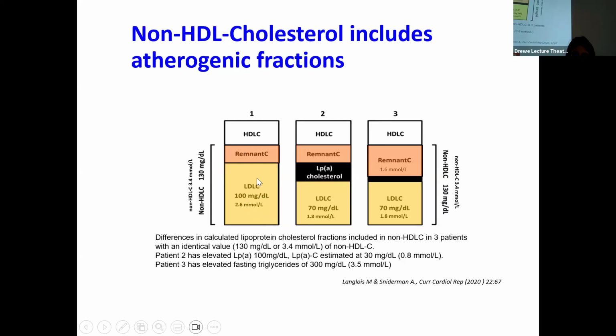So this first patient has a lot of LDL cholesterol. This second one has a lot of Lp(a). So that's genetically predetermined. And that third one has a lot of remnant cholesterol, so probably has high triglycerides as well. And so the way we manage each of these patients is quite different. So that's why it's so important to look at that whole profile rather than just the total cholesterol.